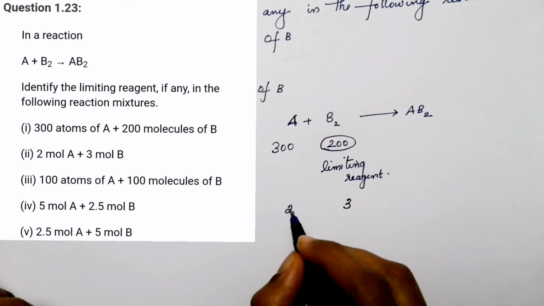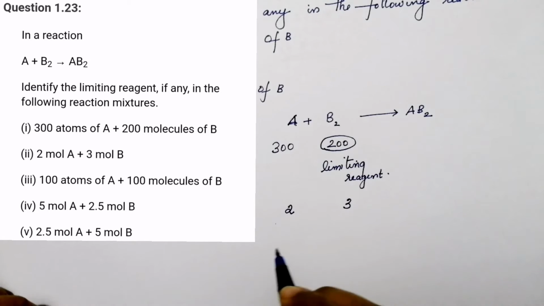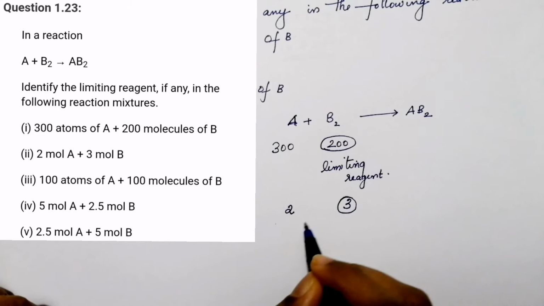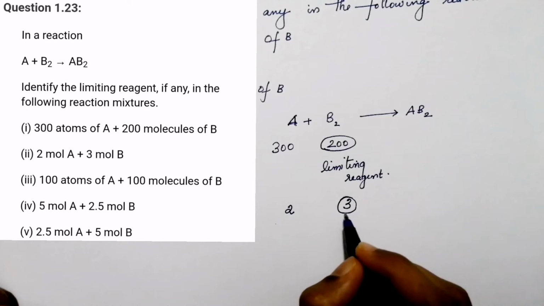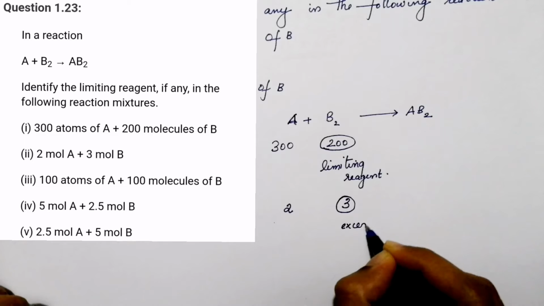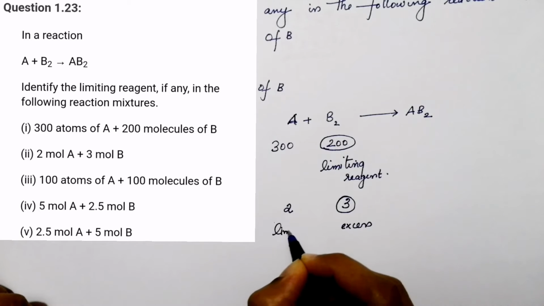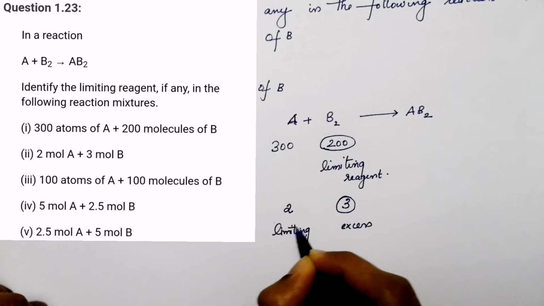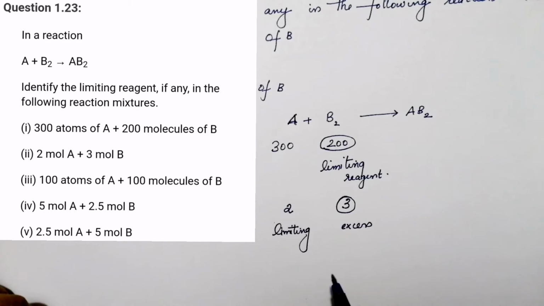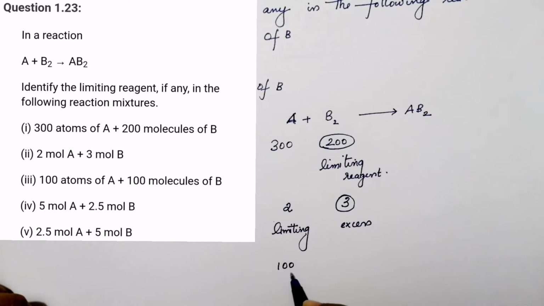Again, we know that equal amounts of reactants are required to form this product. Here, when we have 2 moles of A, we are only in need of 2 moles of B. But here we have 3 moles of B. That means the reactant B is in excess and the reactant A is limiting. So, according to the second sample, reactant A is the limiting reagent. In the third sample, we are given 100 atoms of A and 100 molecules of B. It is very clear that equal amounts of A and B are reacting here. So there is no limiting or excess reagent in this.